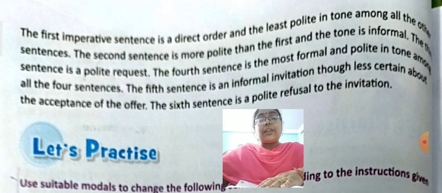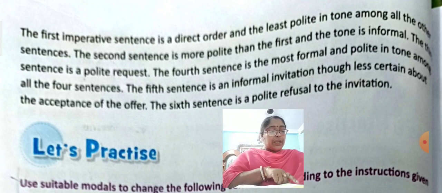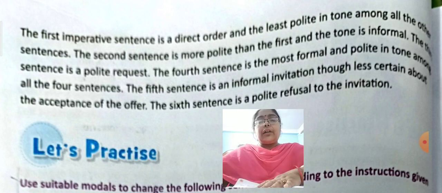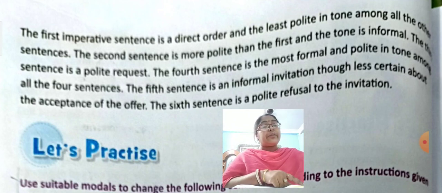Now the next one, the fourth sentence is the most formal and polite in tone. Among all the 4 sentences, the fourth one is the most polite. What is it given? Could you please open the door? That's the most polite sentence given. Okay. Now the 5th sentence is an informal invitation. What is the 5th sentence? Just see here. Could we meet over a cup of tea tomorrow evening?